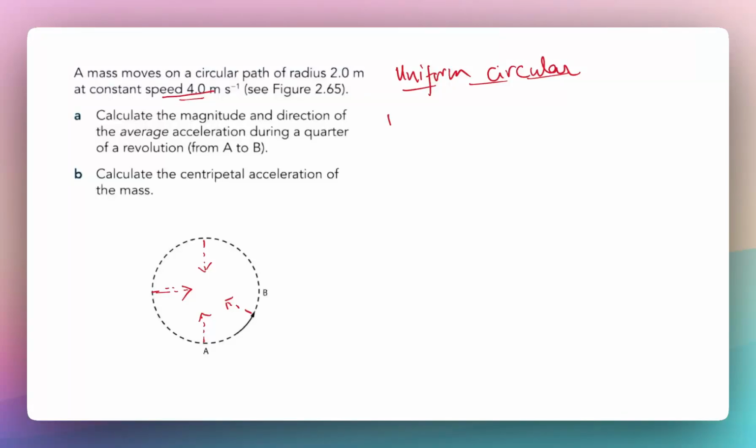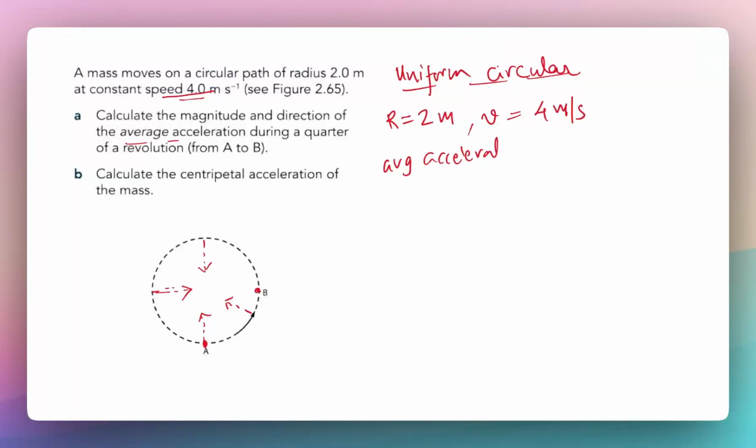So first things first, r is 2 meters, and the speed at which it is moving is 4 meters per second. Okay, so the question says calculate the magnitude and direction of average acceleration during a quarter of revolution. Suppose the object starts from here and moves all the way to B. What is the average acceleration, right? So we need to calculate the average acceleration.